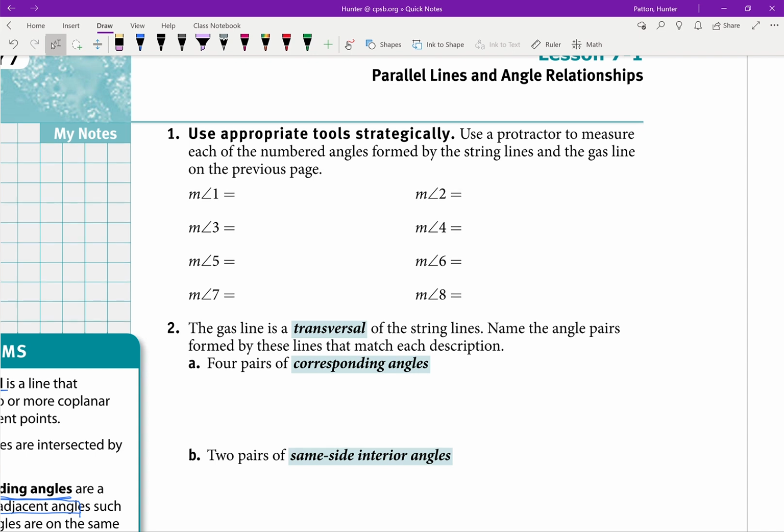Alright, so I've gone ahead and measured all these beforehand, and I'm going to just give you the answers for these 8 angles. The measure of angle 1 is 115 degrees.